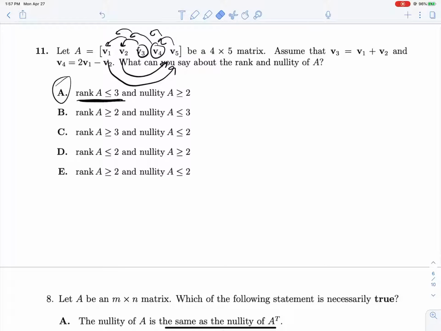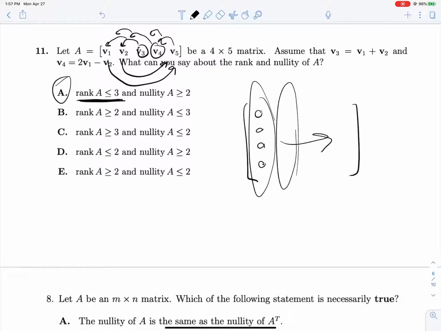But yeah, at most our rank should be 3. You could think about this in an extreme case. Let's say we had the 4 by 5 matrix with all zeros the whole way through. These 2 equations would hold, and we couldn't say that our matrix has a rank at all, because everything is a linear combination of everything else. We just can't tell that from the equations that they give. But what we do know is that there are at least 2 free variables. So A is our answer.